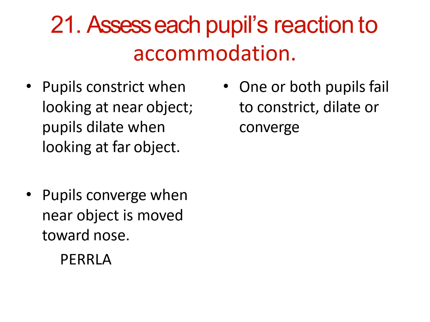So assess also the pupils for accommodation. Pupils constrict when looking at a near object and dilate when looking at a far object. Pupils converge when a near object is moved towards the nose, and an abnormal finding is one or both pupils failing to constrict, dilate, or even converge. Usually we describe the pupils' reaction as PERRLA, or pupils are equally round, reactive to light, and accommodation.